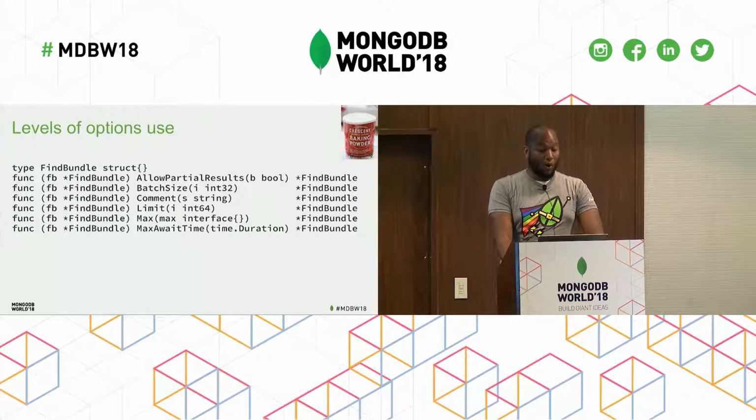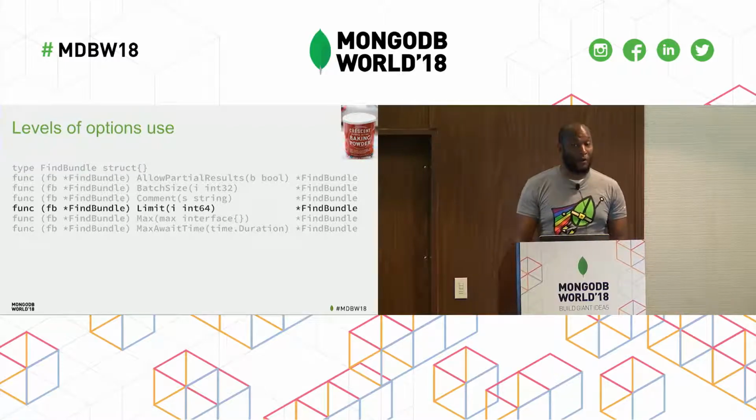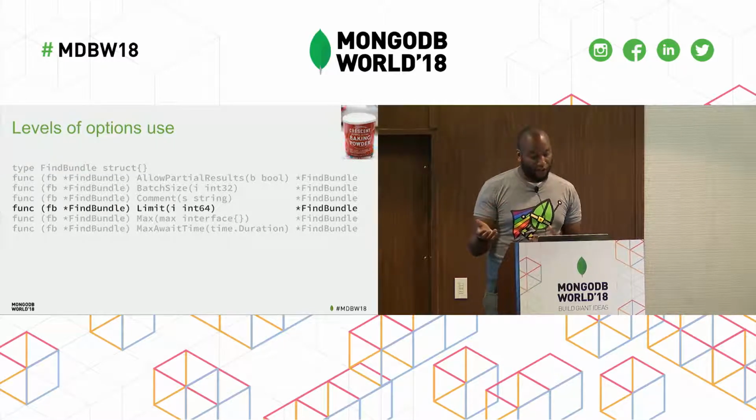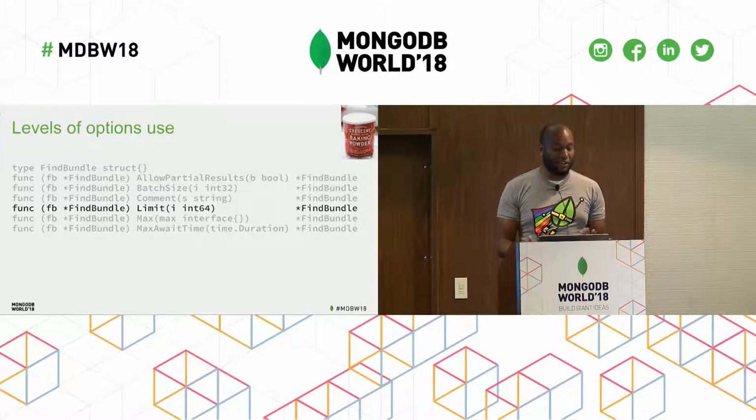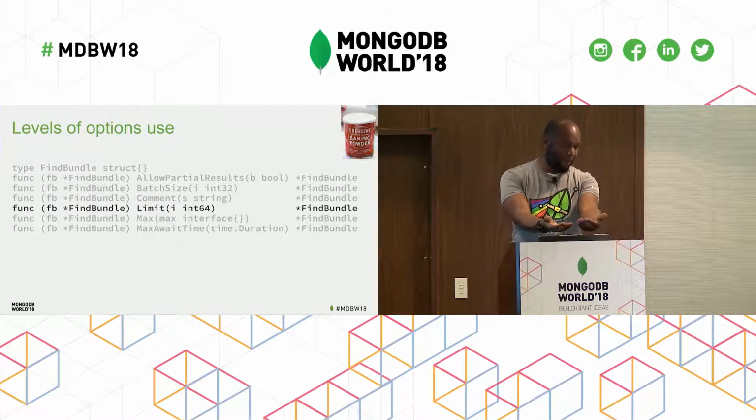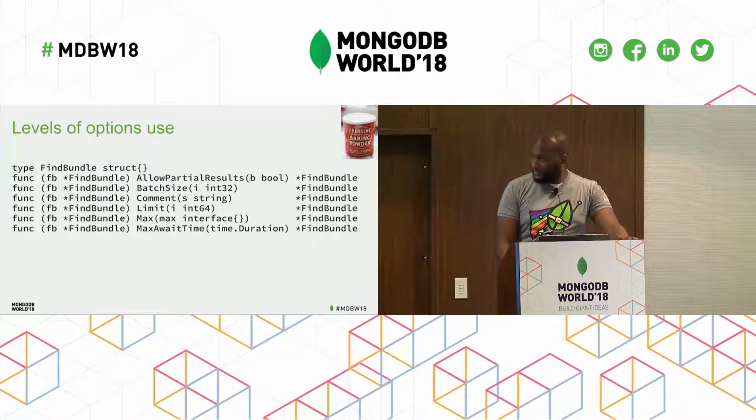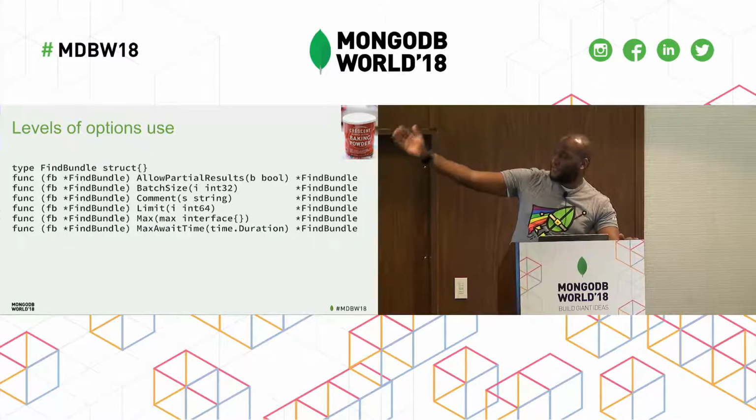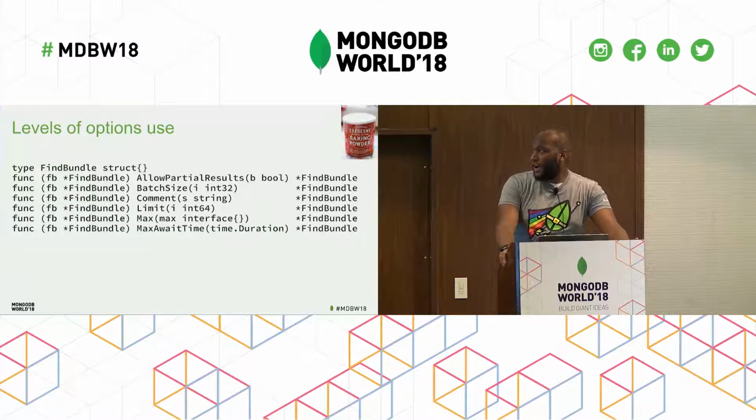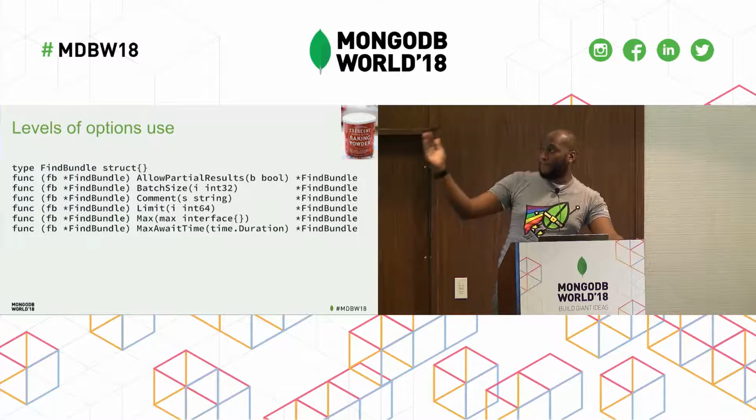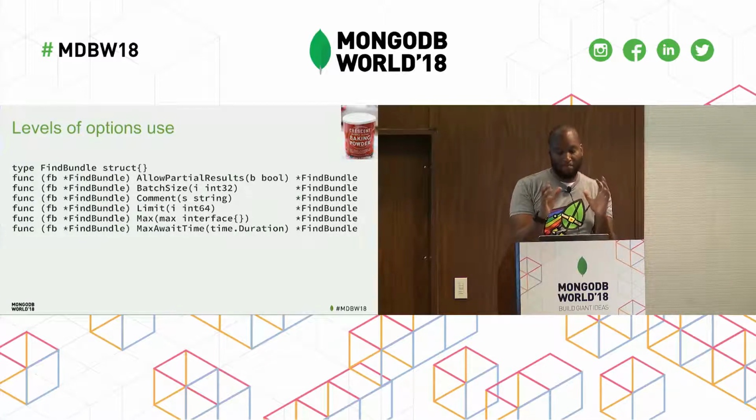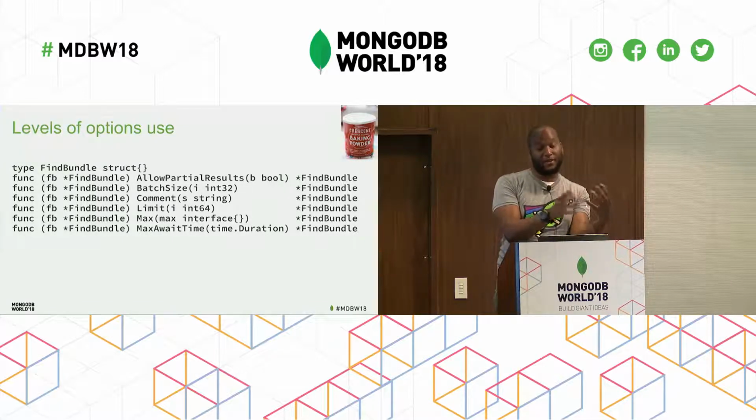But if you do want to start doing something a little more advanced with your finds, let's say you want to limit. You say, OK, I want you to only return me the first 100 documents. Well, now you actually need to pass an actual option to the driver. So we have this really nice bundle here. And as the definition kind of implies, we have all these methods that are hanging off of the bundle. And each of these is a valid option for the method that we're passing it in.